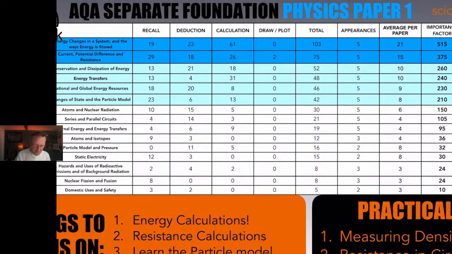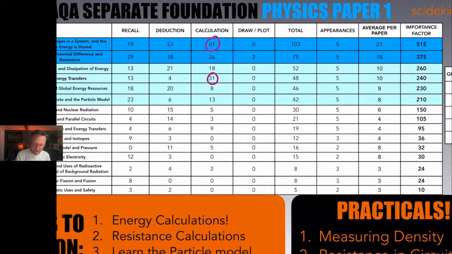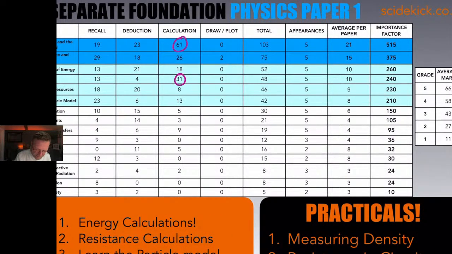So what are the top things here? Energy calculations. Look at this. Energy, energy, energy. And these ones as well. 92 marks in total. On average per paper, just energy calculations is 31 marks. That's nearly a third of the paper. So know your energy differences, your energy changes, and of course, calculating energy changes.